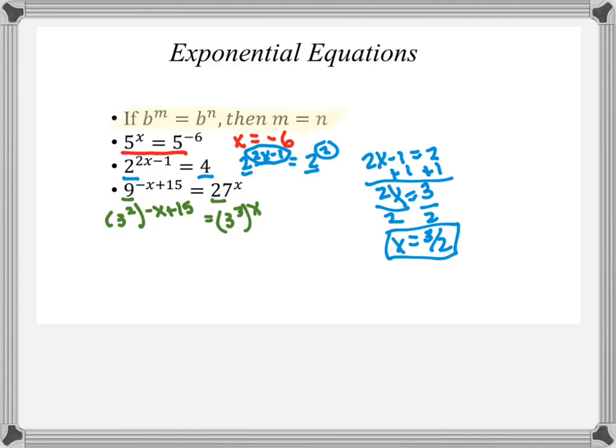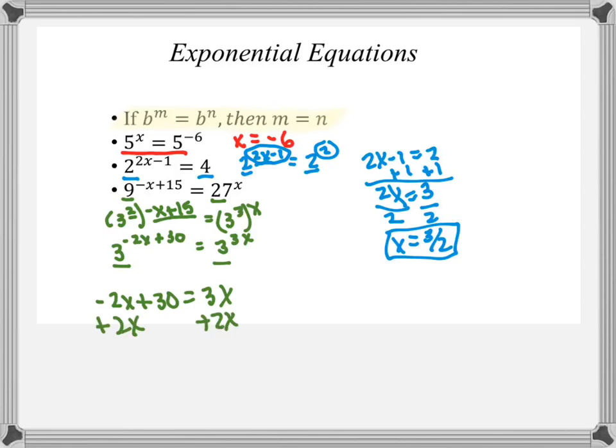Power to a power, I'm going to multiply the powers. So I will distribute the 2 to the negative x plus 15. So 3 to the negative 2x plus 30 equals 3 to the 3x. Now we have the same base. We can ignore those bases of 3 and set the exponents equal. So negative 2x plus 30 equals 3x. Add 2x to both sides. 30 equals 5x. Divide both sides by 5 and get x equals 6. So that's the solution to the last equation.